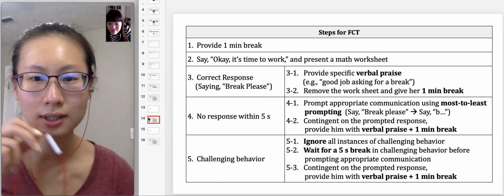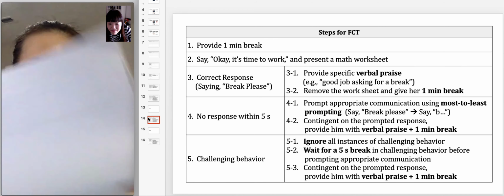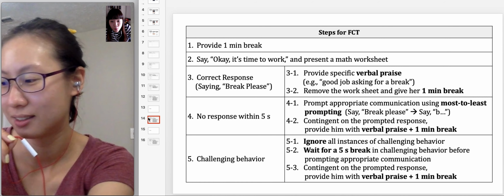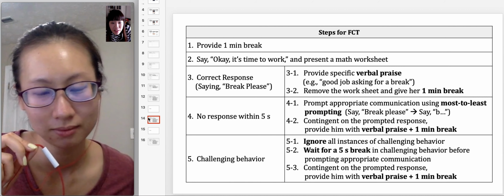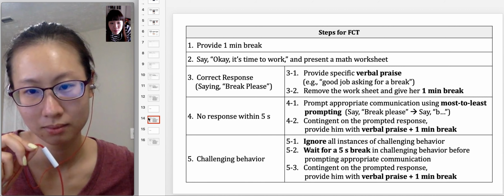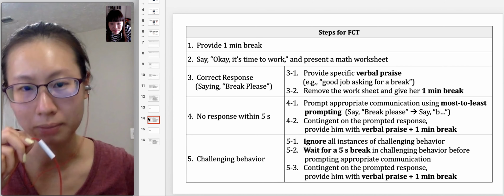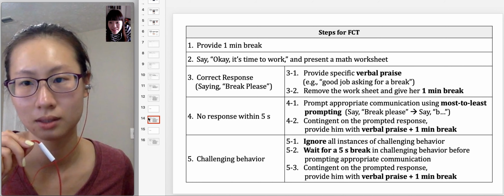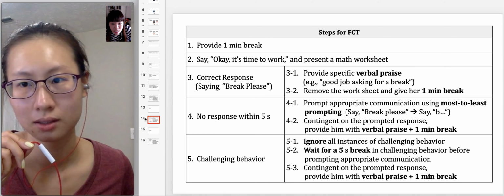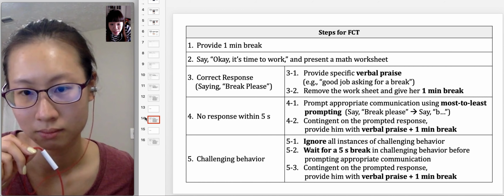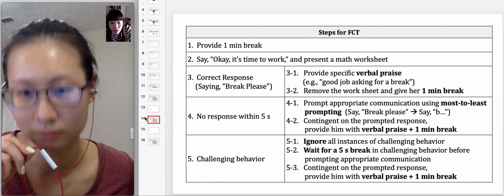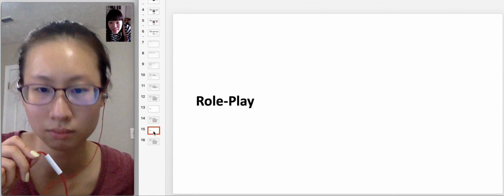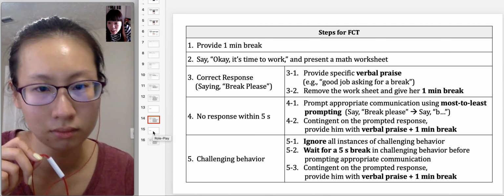No, I don't want to do this. One, two, three, four, five. If you don't want to do the worksheet, you can say break please. Break, please. Good job saying that. Now you can have a 1 minute break. So that was the procedure. I ignored all instances of challenging behavior and I waited for a 5 second break in challenging behavior and then prompted him to say break please. Okay, do you have any questions about the procedure?